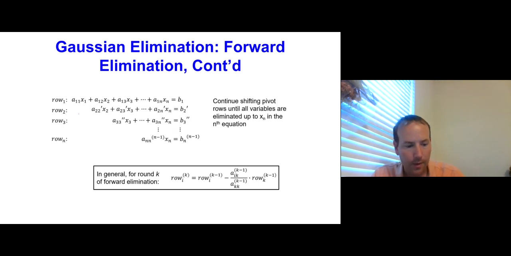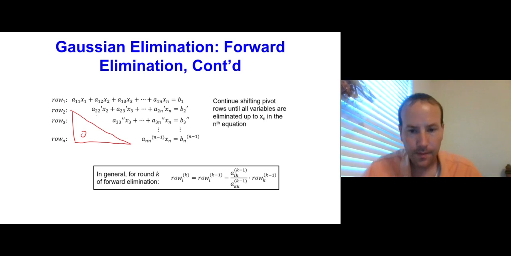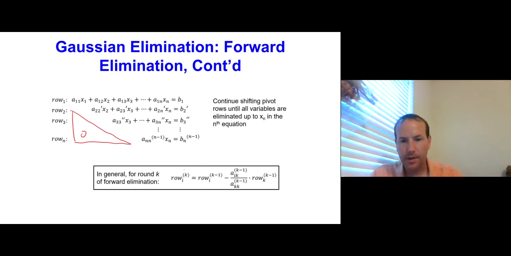And so once you've done that, you've got zeros right here. And so this is the general equation for round k of forward elimination: for whatever round you're on, it's the previous value minus the leading value divided by the pivot coefficient multiplied by your pivot row here. Let me just re-emphasize that, the pivot coefficient.